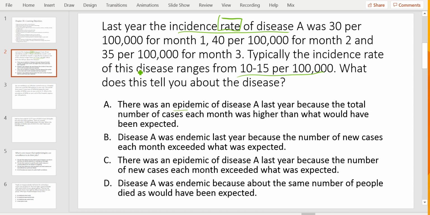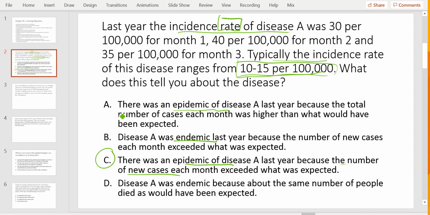So again, more terminology, the difference between epidemic and endemic. Endemic are the baseline levels. What do you normally expect of a disease? In this question, that's the 10 to 15 per 100,000, because it tells us typically the incidence rate of this. That would be the endemic expected level. 30 to 40 is 3 to 4 times higher than that, which tells us we're having an epidemic, a higher than expected number of cases. And we already said incidence rate were new cases. So this is going to be C. This was an epidemic of disease because the number of new cases each month exceeded what was expected.